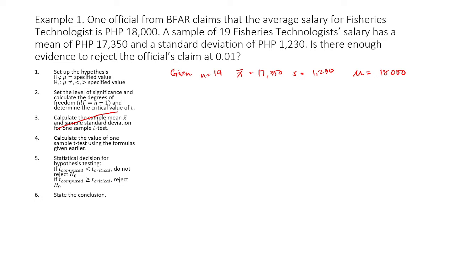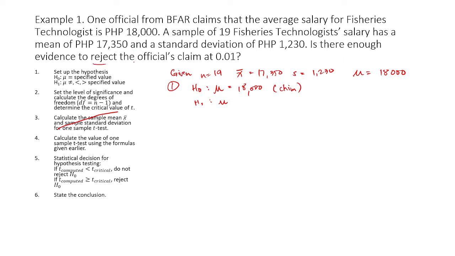So in that, let's set up the hypothesis for step 1. So for step 1, null hypothesis will be we will just say that the mu is equal to 18,000. So that is the claim of our official there. And let's set up our alternative hypothesis. Walang direction na sinabi. Okay?